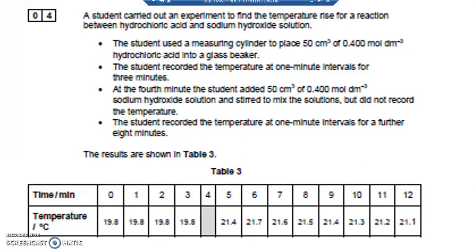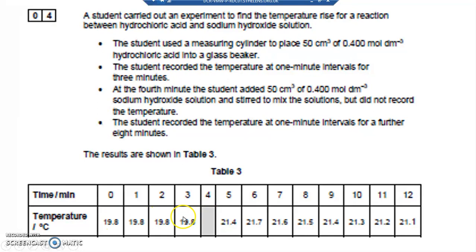we could work out the number of moles and the mass. So concentration equals moles divided by volume, and then we could use the Mr to work out the mass of hydrochloric acid if we needed to. The student recorded the temperature at 1 minute intervals for 3 minutes. At the 4th minute, they mixed the chemicals together and started to mix the solutions, and didn't record the temperature.